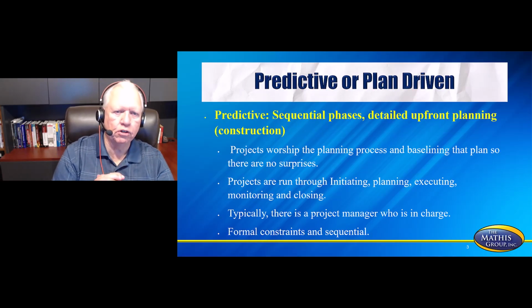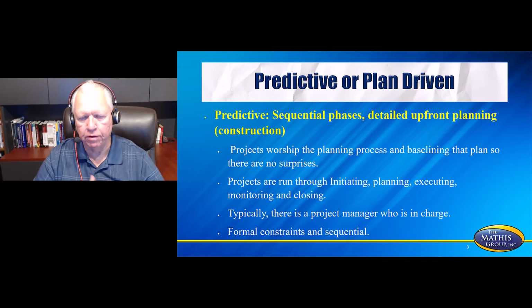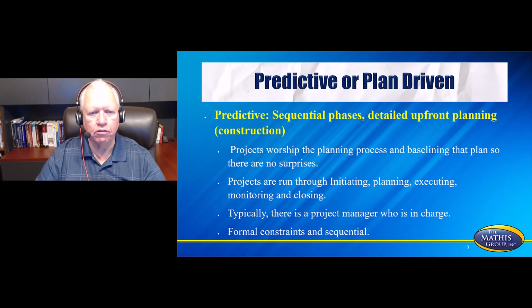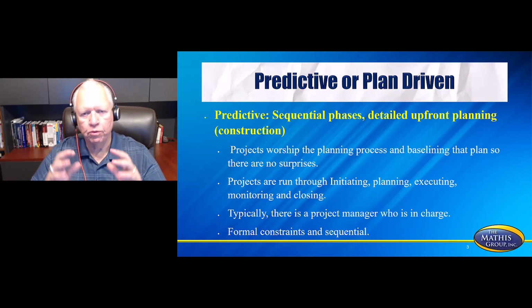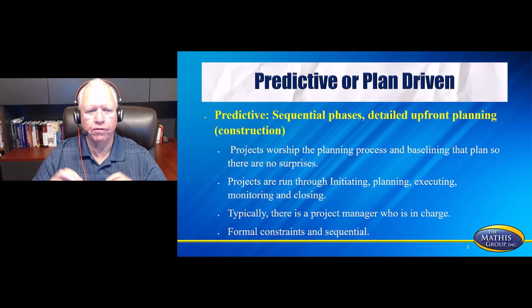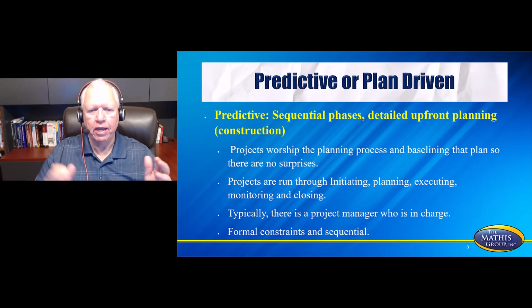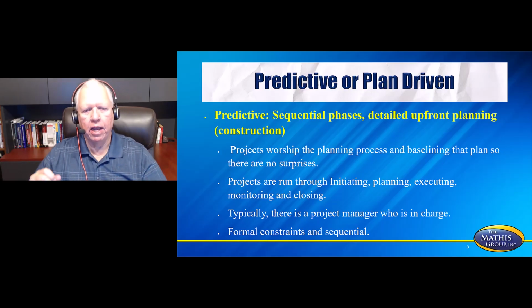So let's start with a deep dive into predictive or plan driven. This is the oldest version, the most traditional, with sequential phases and detailed upfront planning. Construction would be a good example of this. When they talk about predictive or plan driven, they're talking about a lot of constraints. It's planned up front, and then typically delivered at the end.